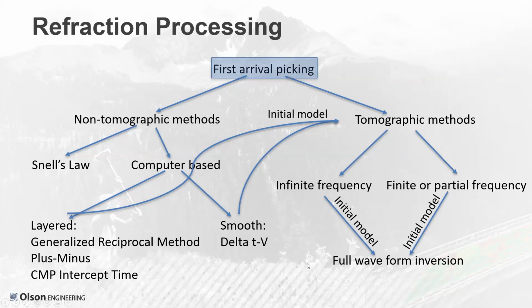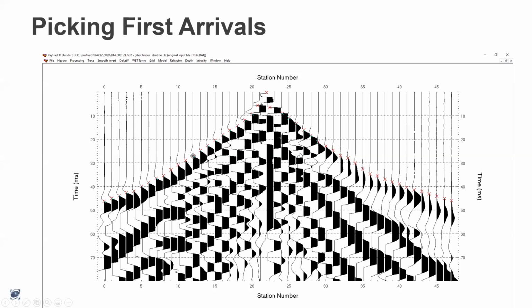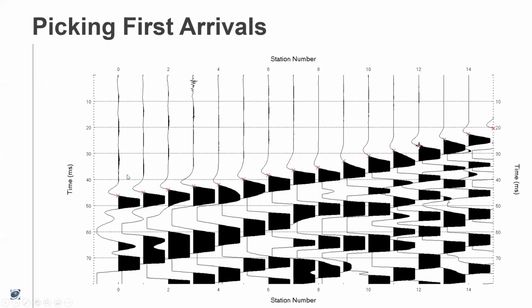So the first step in just about every refraction processing is picking the first arrival. And there's some tricks to this that we're going to go through. So this is an exceptionally clean data set, and I've got my first arrival picks as these red X's. And we're zooming in to a portion of that last figure, and we can see in a little bit more detail where these red X's are.